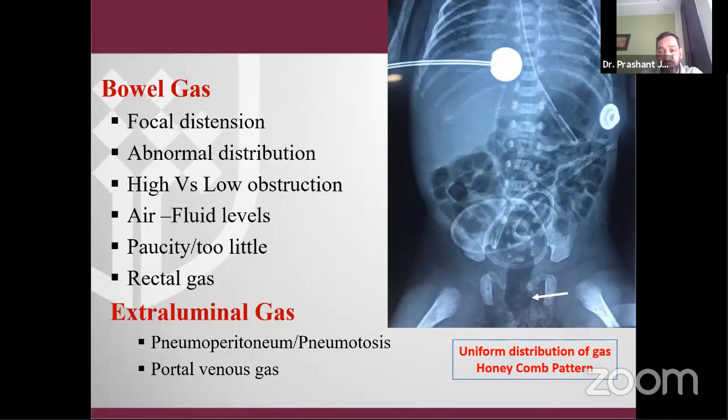Abnormal distribution: maybe you can see some gas limited in the upper abdomen, or you may have gas missing in the lower part of the abdomen. Absent gas in the pelvis should be considered pathological.